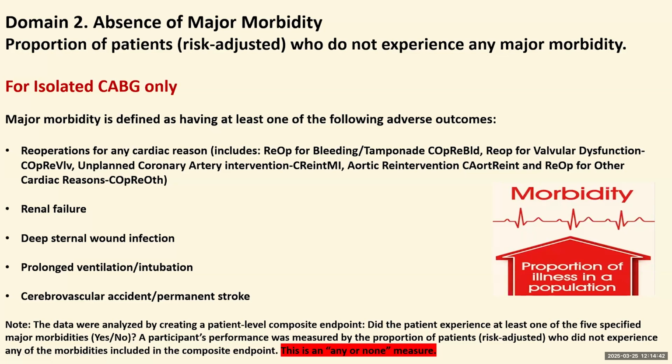Now, the important thing to remember is that the endpoint here is composed of all 5 of these, okay? So this is an any or none measure. So if you have renal failure, you're included. If you have a deep sternal wound infection, you're included. It's an any or none measure. So you can have any of these and still be in that measure.